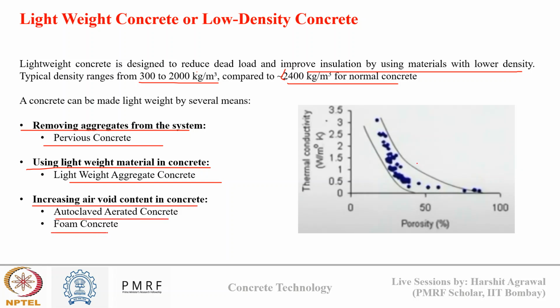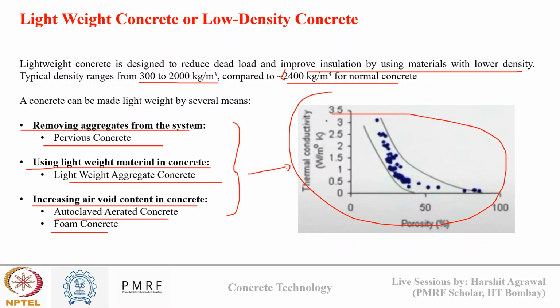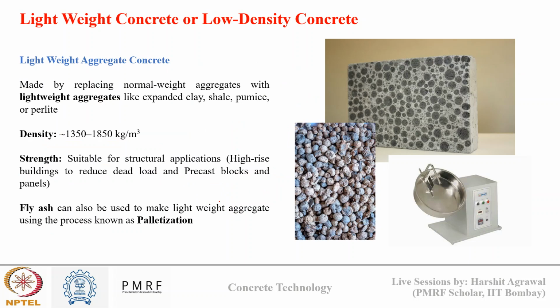Okay, now as you can see in the figure, as the porosity in the concrete increases, the lighter the concrete will become, and the thermal conductivity of concrete will also decrease proportionally. So this is one of the key features of lightweight concrete, that it has lower thermal conductivity. And all these three systems can bring this effect, because eventually in all three systems, we are making the concrete lightweight by increasing the porosity inside the concrete.